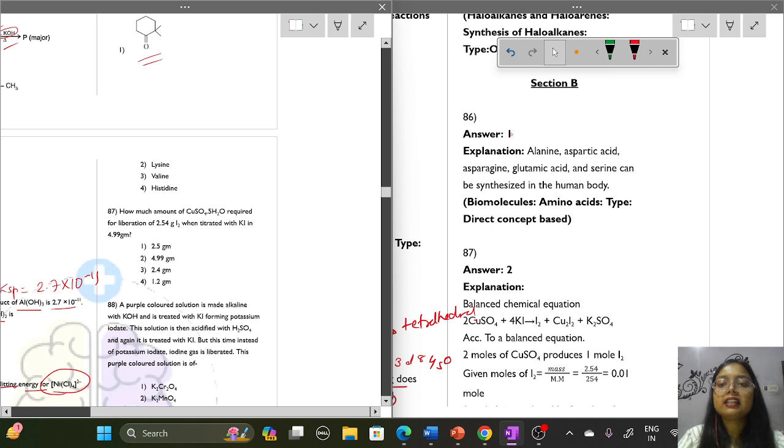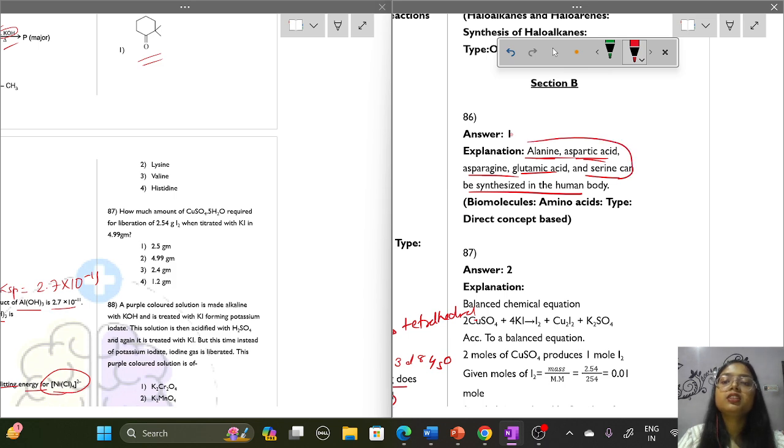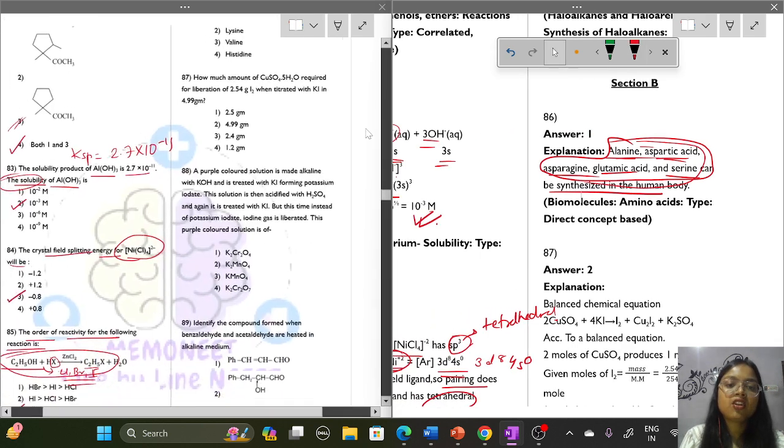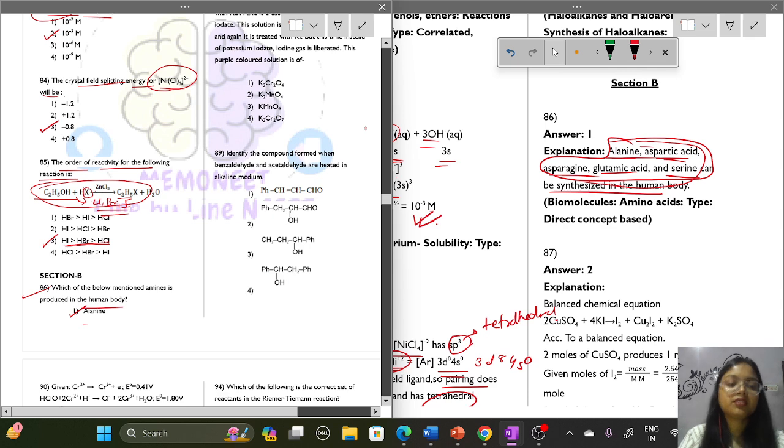So we know that alanine, aspartic acid, asparagine, glutamic acid and serine can be synthesized by the human body. So these 5 are the ones which are synthesized by the human body. In the options, alanine is the only one which is synthesized or produced in the human body.